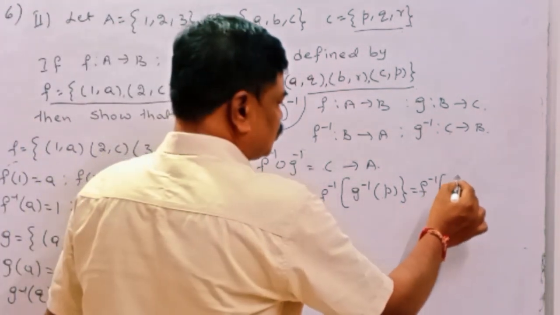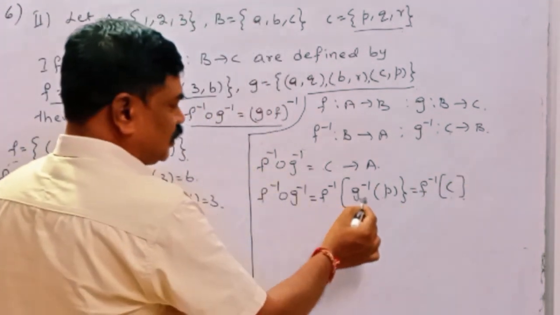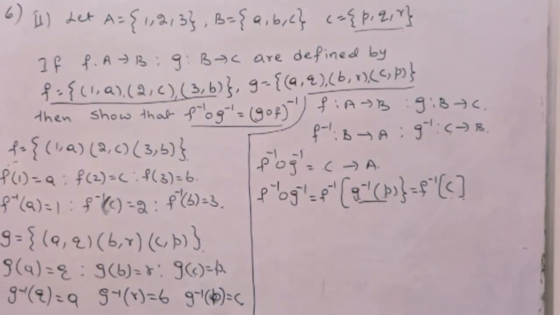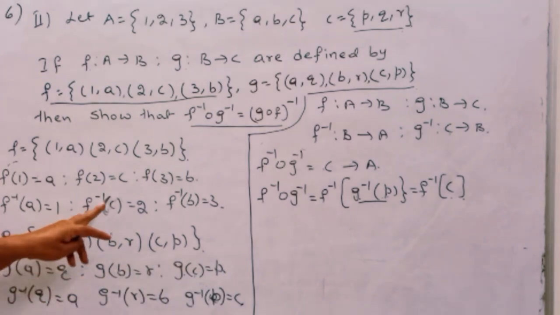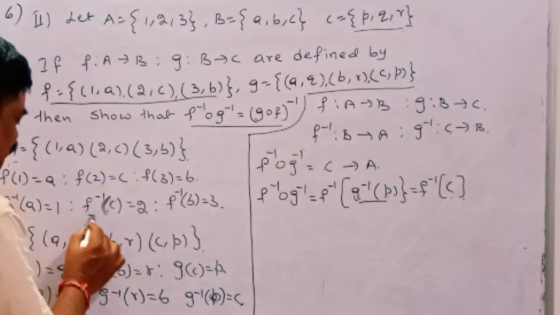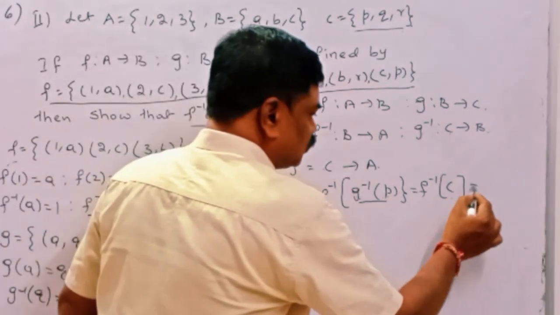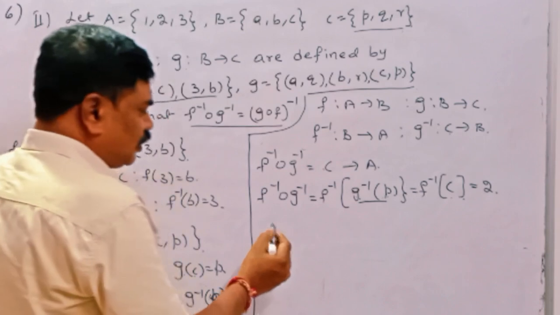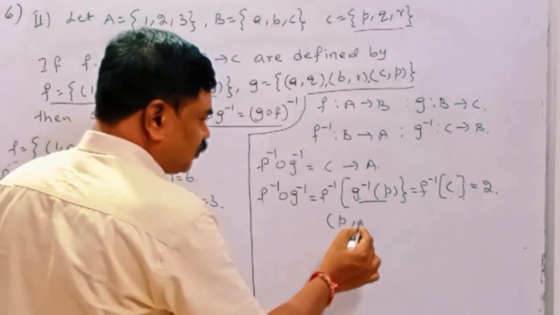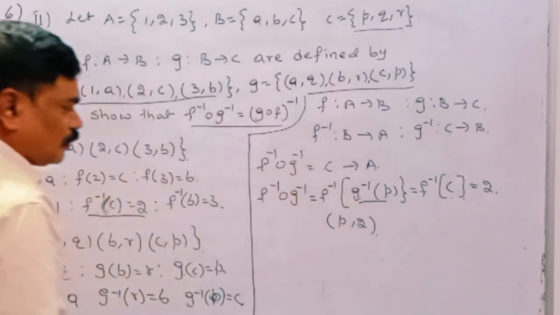So G inverse of P, the image is C. But here F inverse of C is equal to what? 2. Then what is the ordered pair? P comma 2.